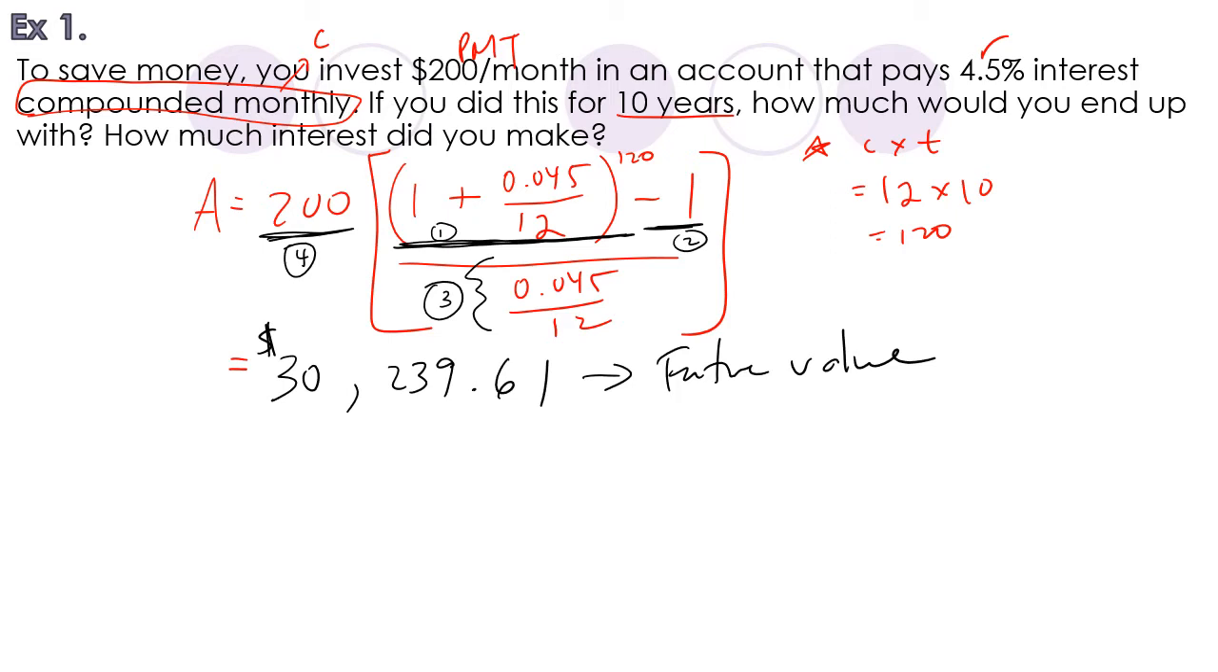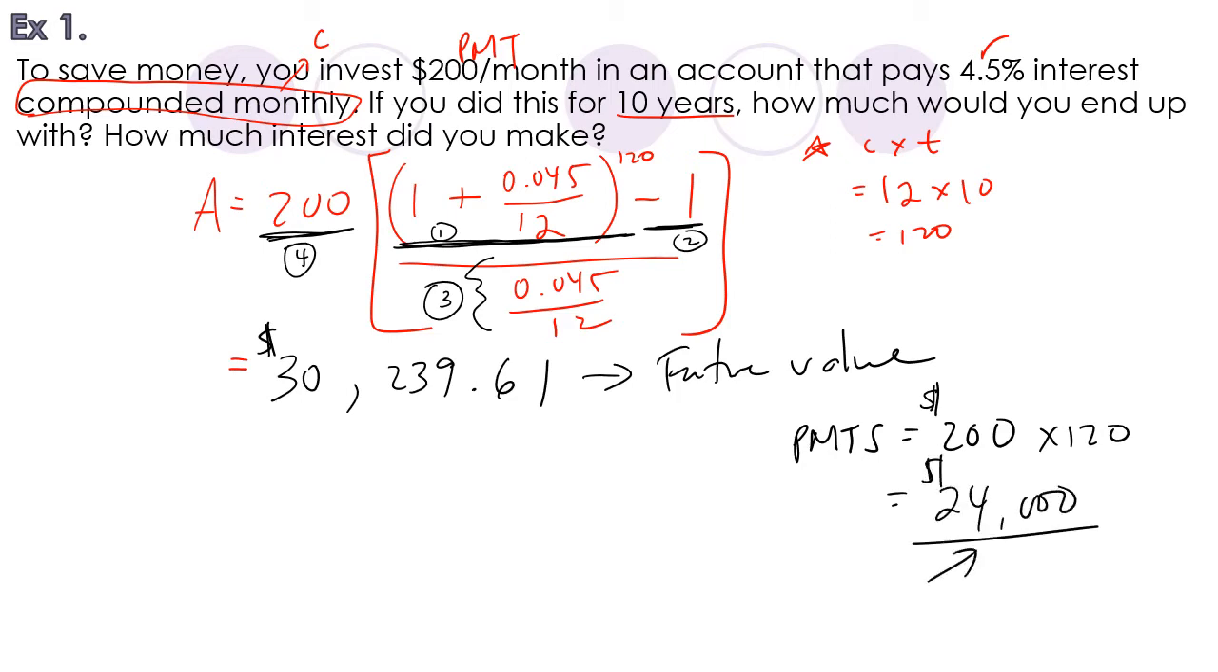The next part, how much interest did you make? We got to figure out how much money you put in yourself. Well, let's figure that out. How much money did you put in yourself? So we'll do this, our payments. Well, we put $200 a month in every month for a year for 10 years. That's times 120, right? 200 times 120 payments using our calculator. 200 times 120, 24,000. So we put 24,000 of our own money in.